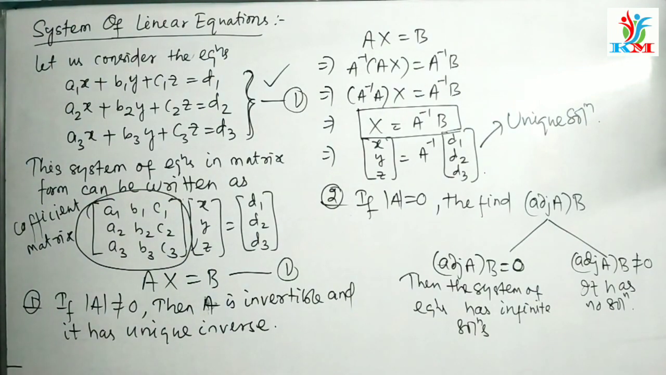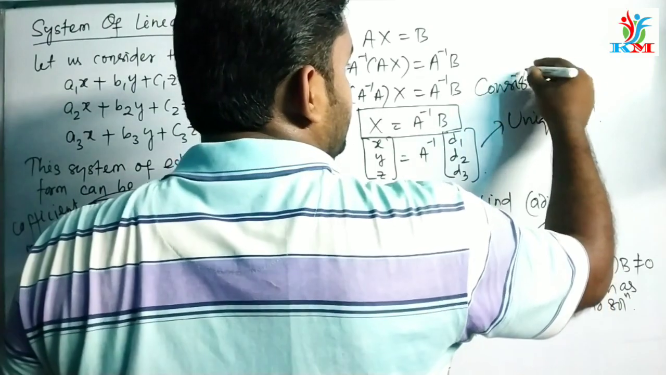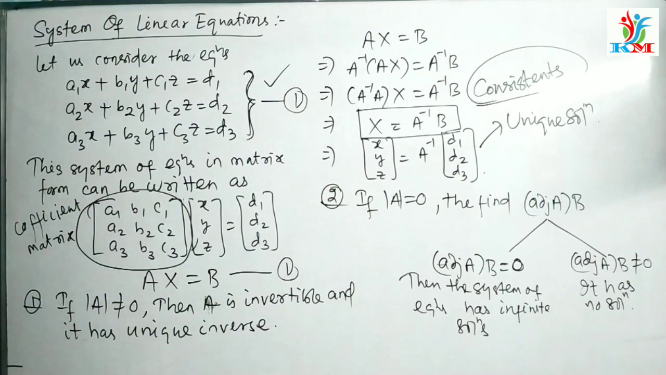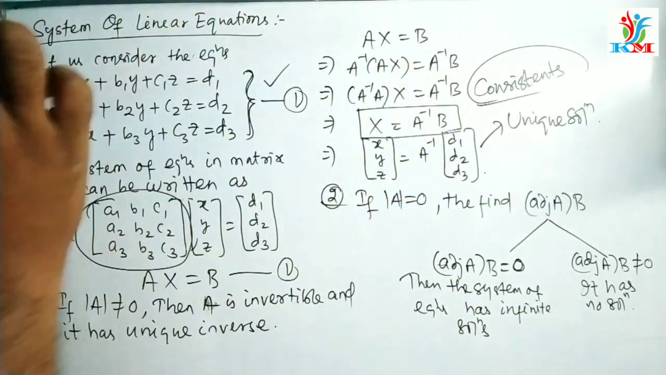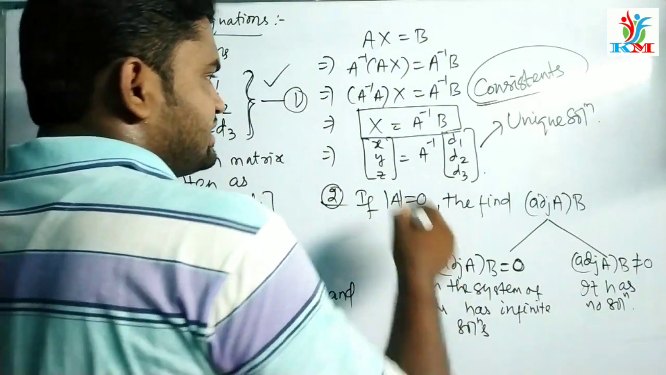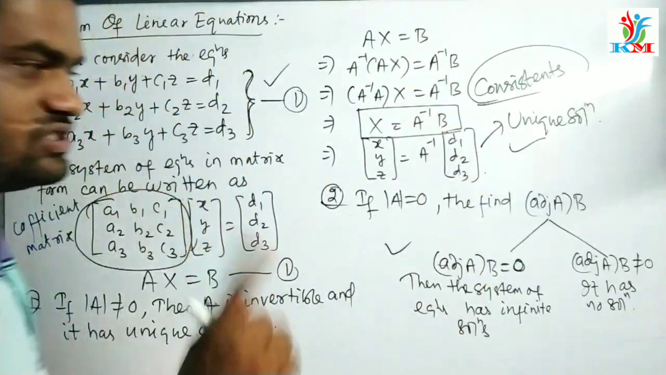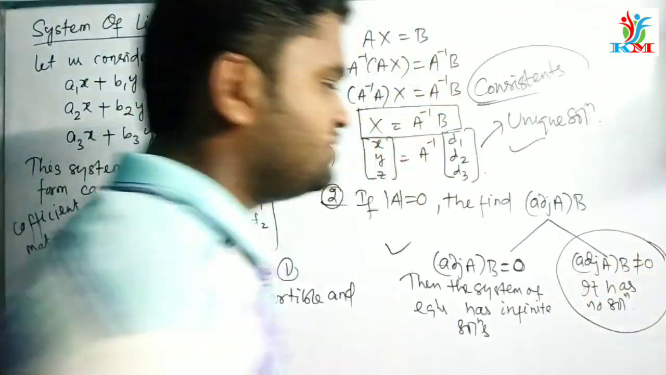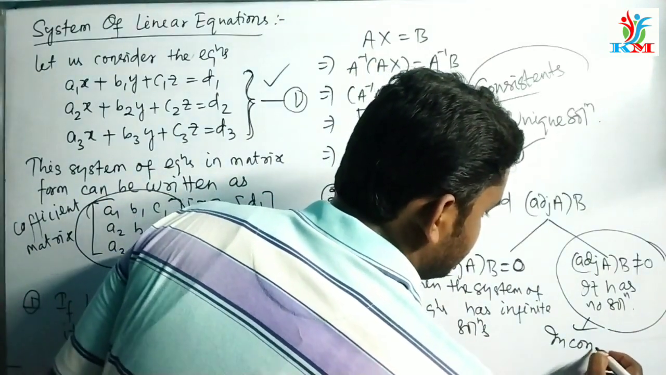As we know, if the solution of a system of equations exists, then we say that the system of equations is consistent. If the solution of a system of equations exists, then it is said to be a consistent system of linear equations. That means in both of the cases, case 1 and case 2, the system of equations is called consistent, and in case 3, that means whenever adjoint of A into B is not equal to 0, it has no solution. In this case, the system of equations is called inconsistent.